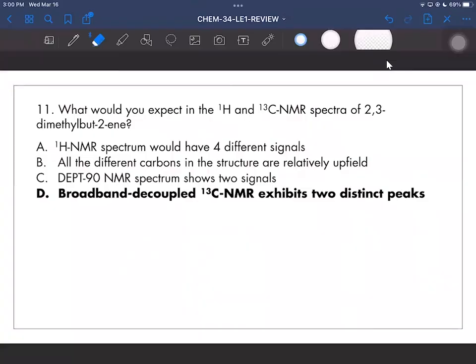So for number 11, what would you expect in the proton and carbon NMR spectra of 2,3-dimethyl-2-butene? So let's draw that quickly. So this will be the structure of 2,3-dimethyl-2-butene. And let's look at the choices of this problem. So it says in letter A, the proton NMR spectrum would have 4 different signals. And let's verify if tama ba.